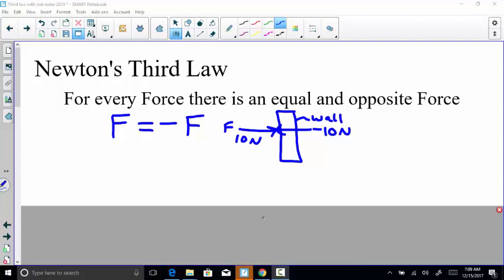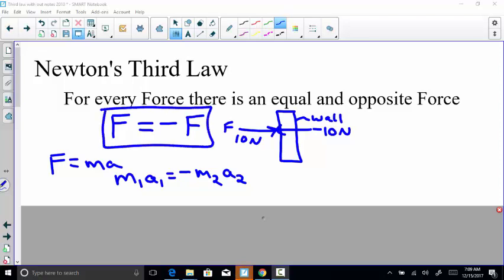But that also means since force is mass times acceleration, then the mass of one object times the acceleration of that object must also equal minus the mass of a second object times the acceleration of that second object. Okay? So this on the surface is a pretty easy law.